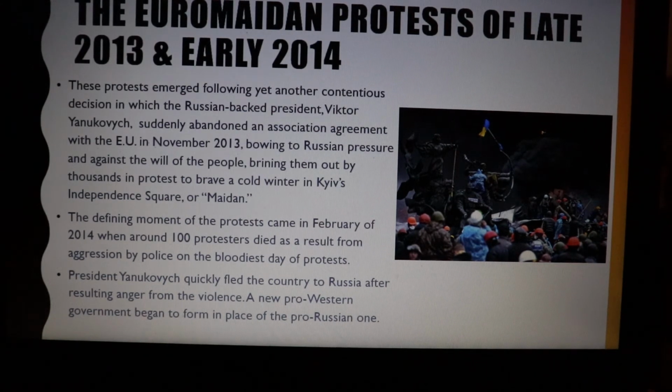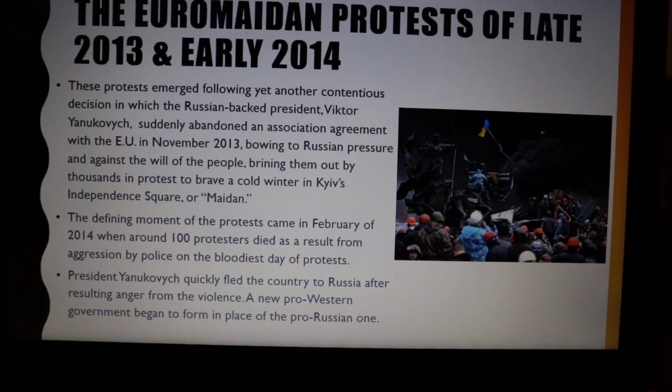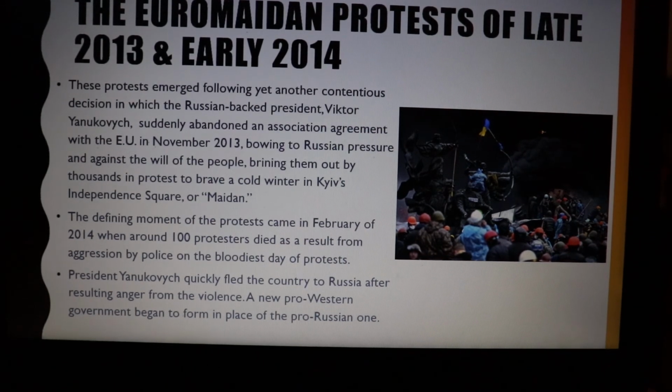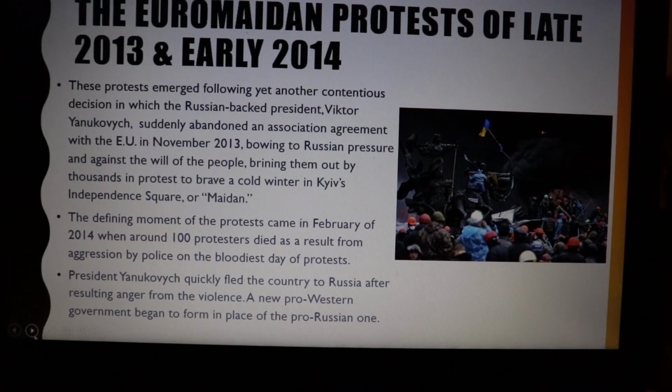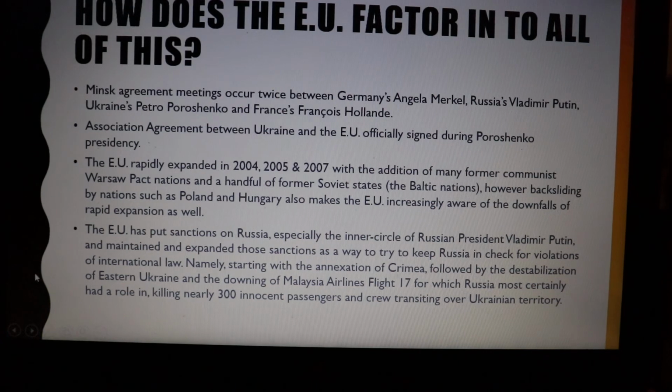And as a result, President Yanukovych fled the country to Russia, to safety there, and basically left for a new government to form. And it was a pro-Western government, and they wanted further integration with the EU. And as a result, eventually Petro Poroshenko got elected president. But this didn't sit well with Russia because they basically saw it as sort of a coup.